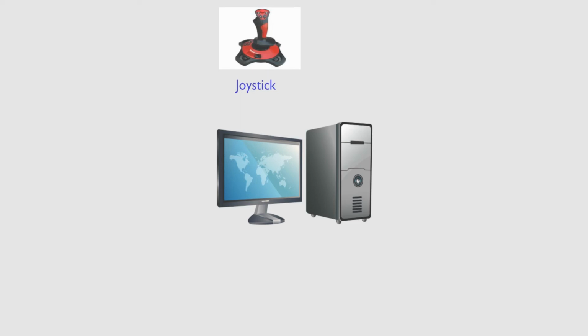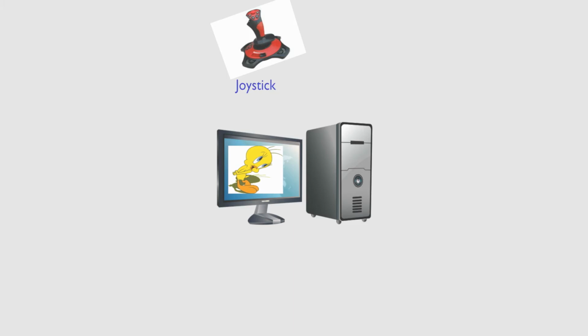Joystick. Joystick is also a pointing device which is used to move the cursor position on a monitor screen. A joystick is a handle that pivots on a base and sends its angle or direction to the computer as data. It is mainly used in computer-aided designing and playing computer games to control a character or vehicle in the game.